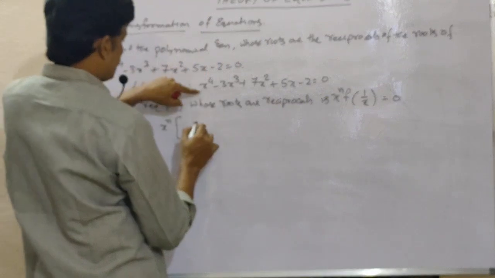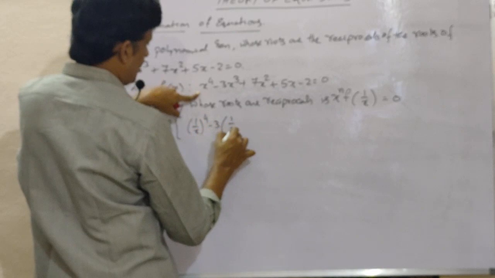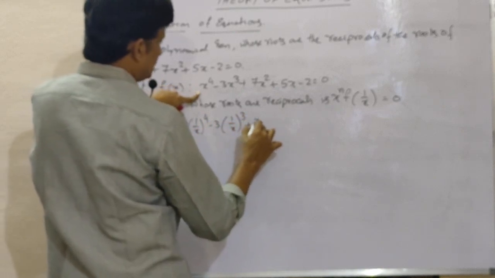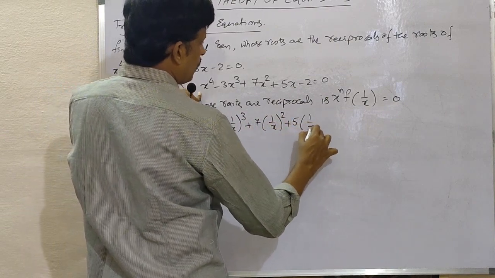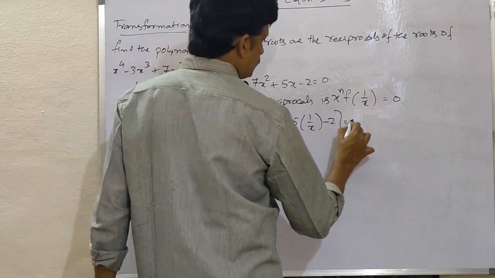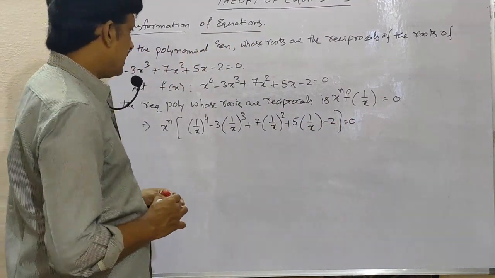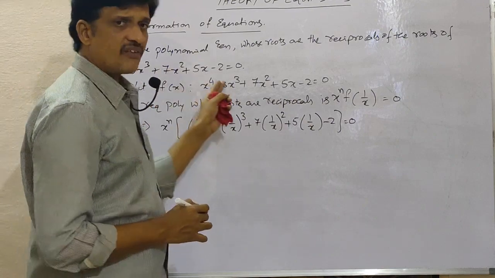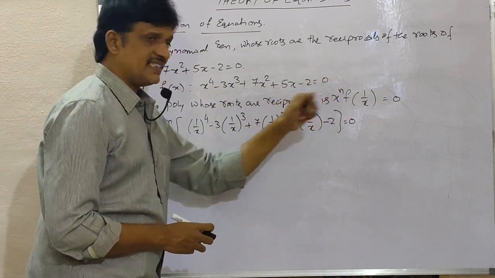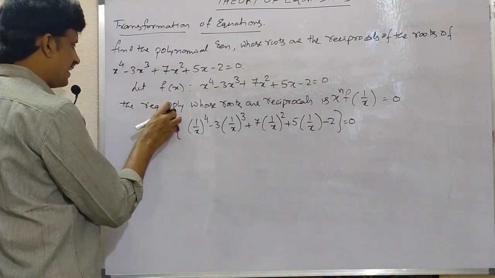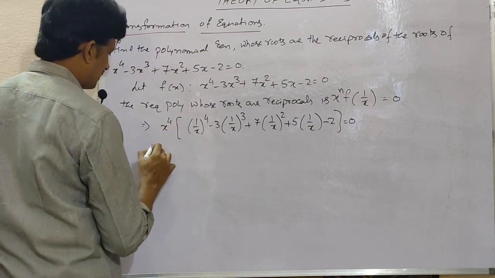Then you are getting 1 by x whole power 4 minus 3 into 1 by x whole cube plus 7 into 1 by x whole square plus 5 into 1 by x minus 2 equal to 0. Here x power n means, what is the index, the degree? It is of degree 4. So n is equal to 4. X power n into f of 1 by x, where n is the degree, here it is 4. So you will get x power 4 into this one.